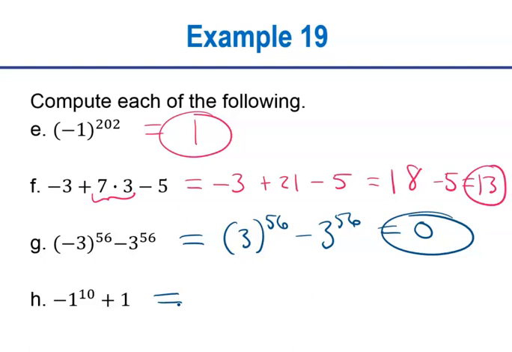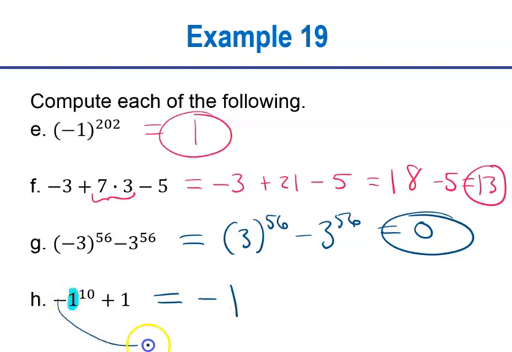Now the next problem, a little bit tricky. This is really important. If you'll notice all the other negative values that we raised to a power, they were all in parentheses. This one is not in parentheses. So what does that mean? I'm not raising the negative to the 10th power. So in this case, the negative doesn't disappear like it does in question E above. This answer down below, negative 1 to the 10th, is actually negative 1.